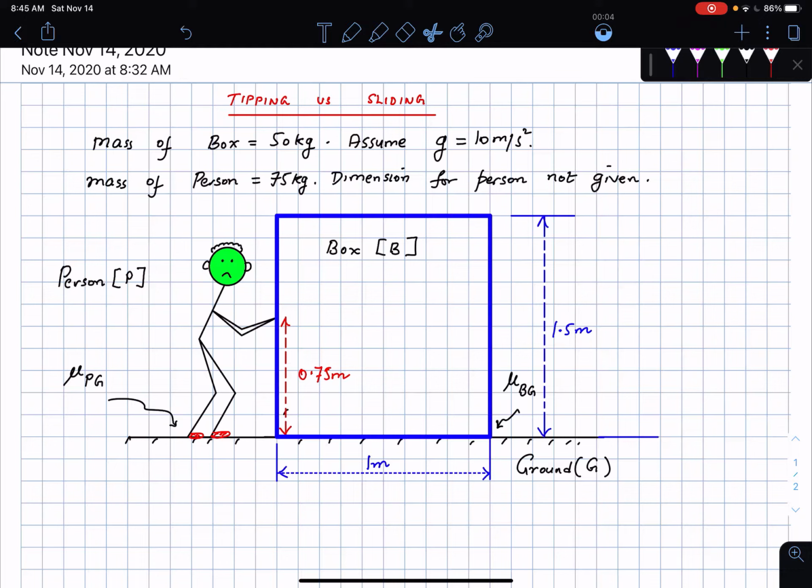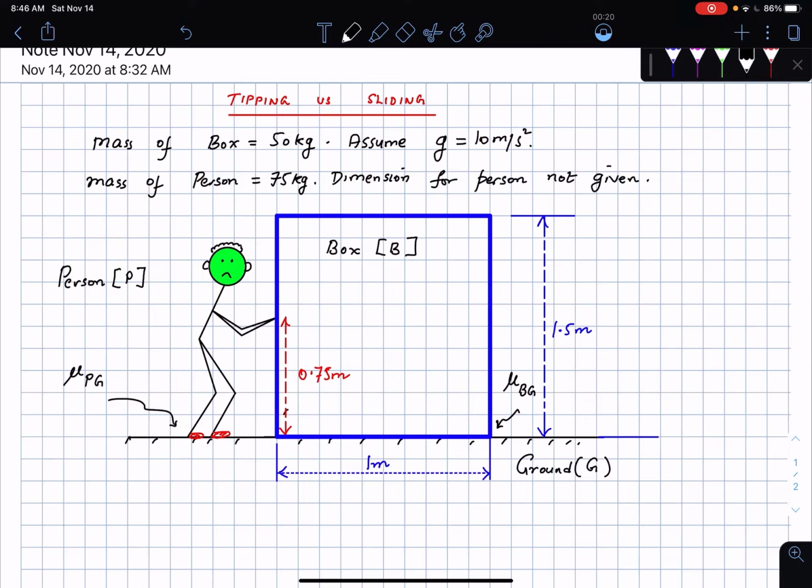We're going to be solving one more problem on static friction. This is the concept of tipping motion versus sliding motion as I have written out there. In this problem we have a box, labeled capital B, and a person. This person is trying to push the box.